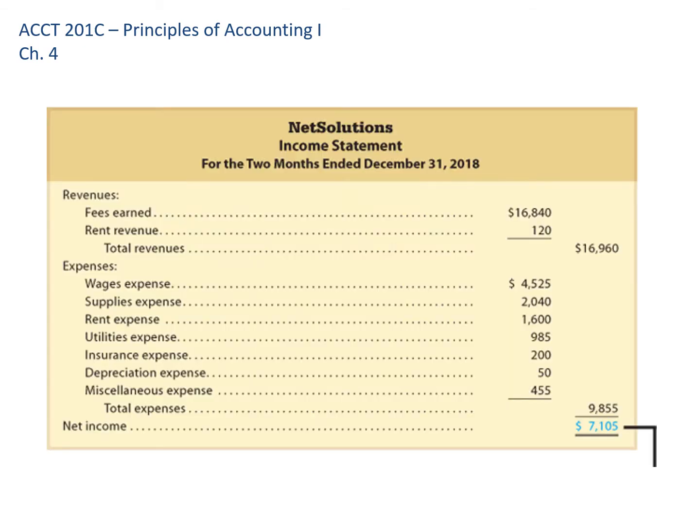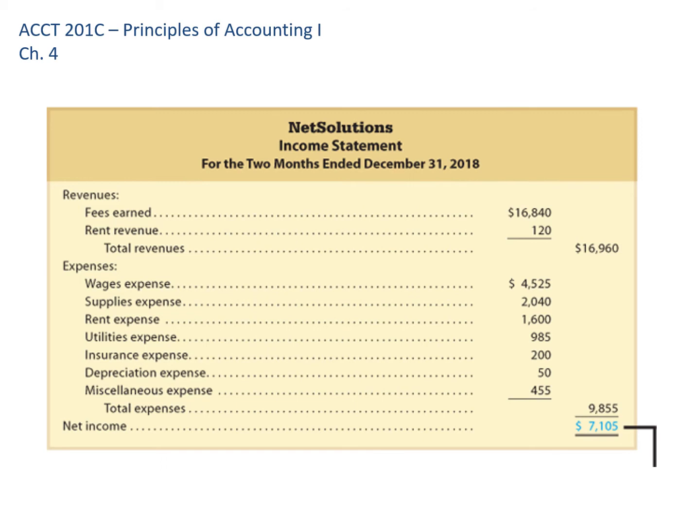So again, the header: the name of the company, second line, what we're looking at, third line, the period of time in question. This is for the 2 months ended December 31st. You can see this company had two different types of revenue, fees earned and rent revenue. So we have in that middle column there, $16,840 and $120. That adds up to the subtotal shown in the far right column. So I have total revenues of $16,960.